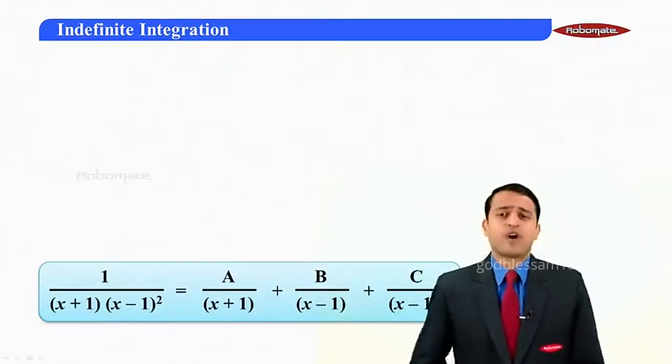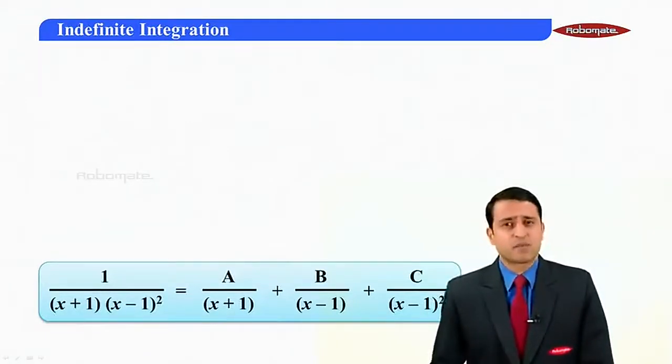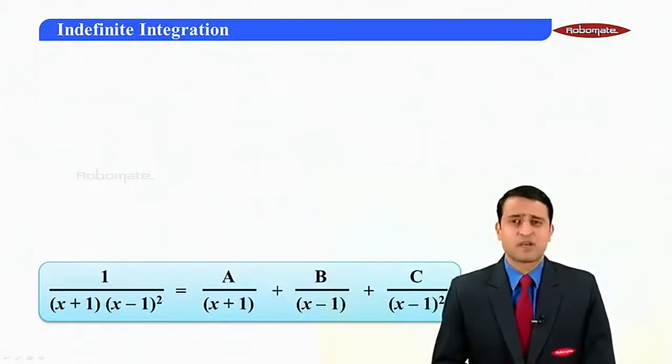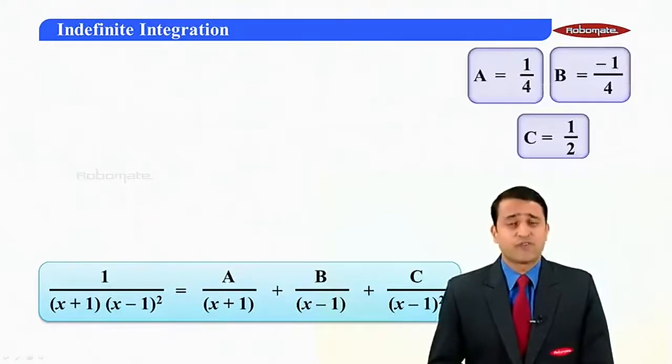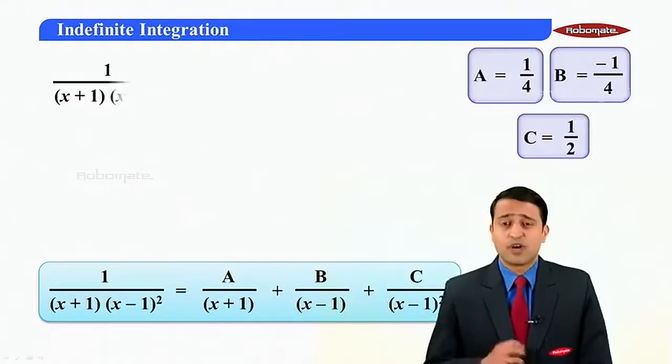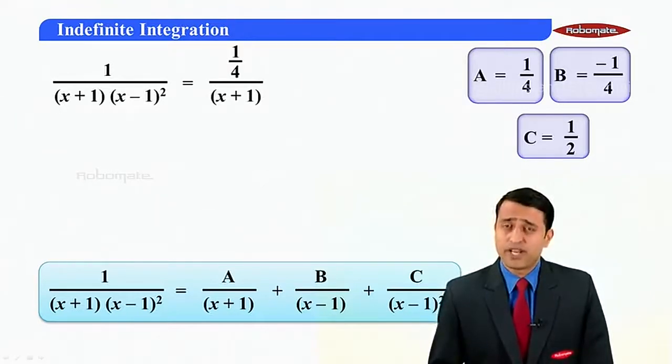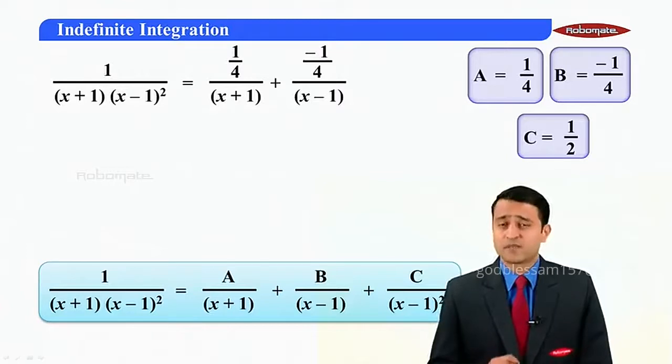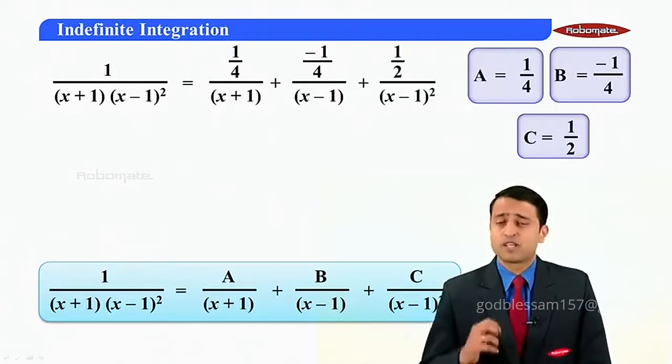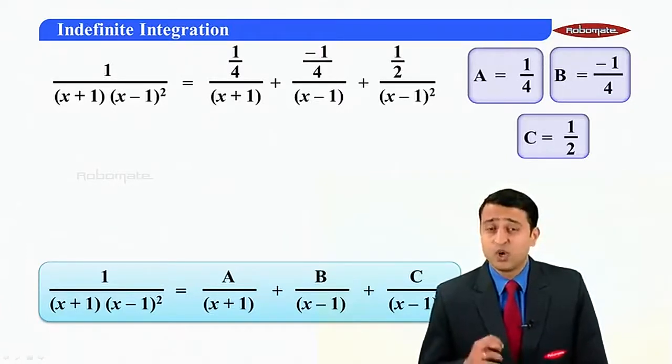This is our partial form. It is a upon x plus 1 plus b upon x minus 1 and c upon x minus 1 the whole square. And the values of a, b and c are known to us. So what will the integral look like? So 1 upon x plus 1 into x minus 1 the whole square will be written as equal to 1 by 4 upon x plus 1. Then value of b is minus 1 by 4 upon x minus 1 and plus half upon x minus 1 the whole square.